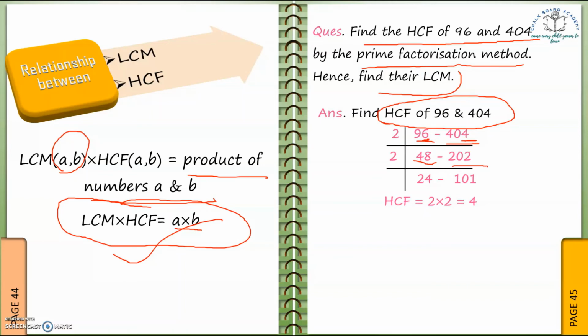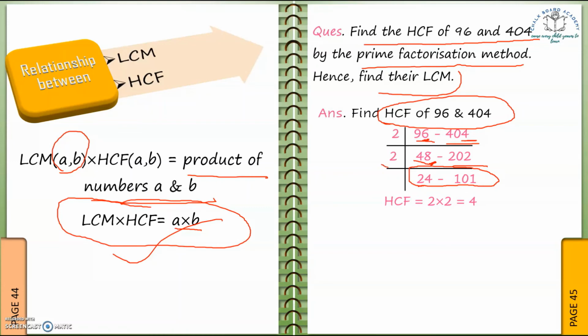So after dividing we got 202. Now again both numbers are still even, so again we are dividing by 2. So we got 24 and 101. Now further we do not get any number, because 4 plus 2 is 6, that means it is divisible by 3. But 101, 1 plus 0 plus 1 is 2, so it is not divisible by 3, and so on. We can check further. So they are not divisible.